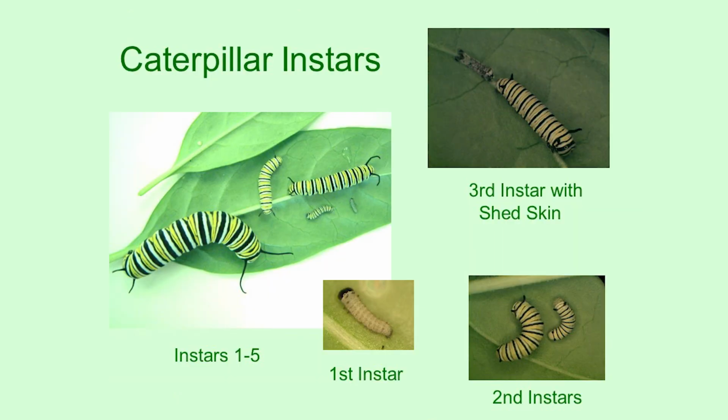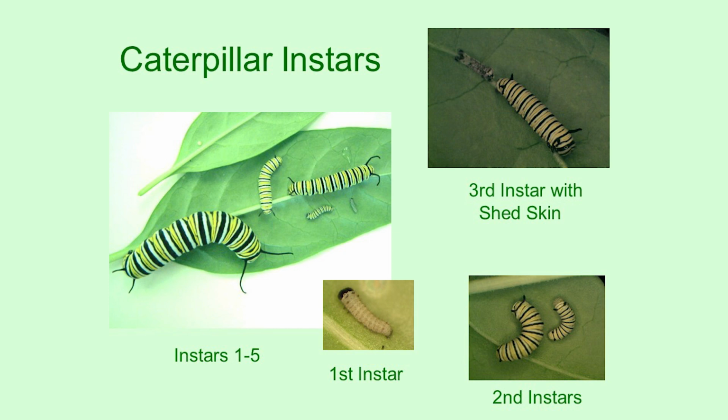So after the eggs hatch, you of course get the caterpillars. And as caterpillars eat and grow, they outgrow their skins and they need to shed them. And they do that 5 times. And each time that they do that, they call it an instar. That's just a terminology for this process. And you can see these are the 5 instars of the monarch caterpillars.